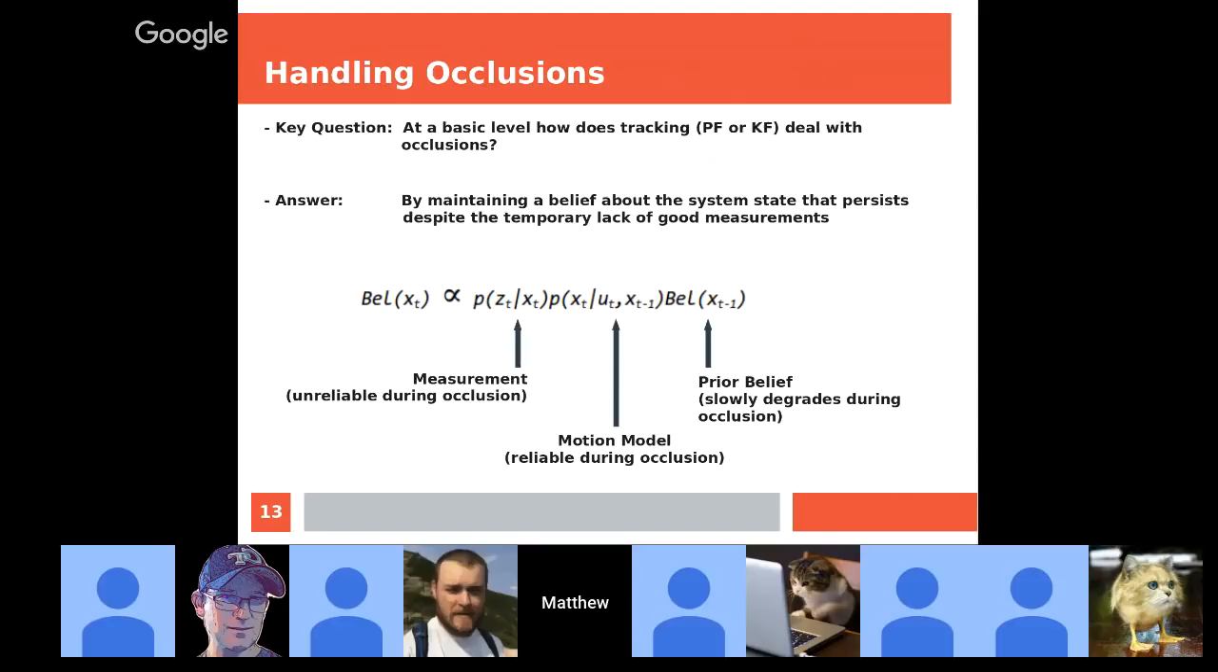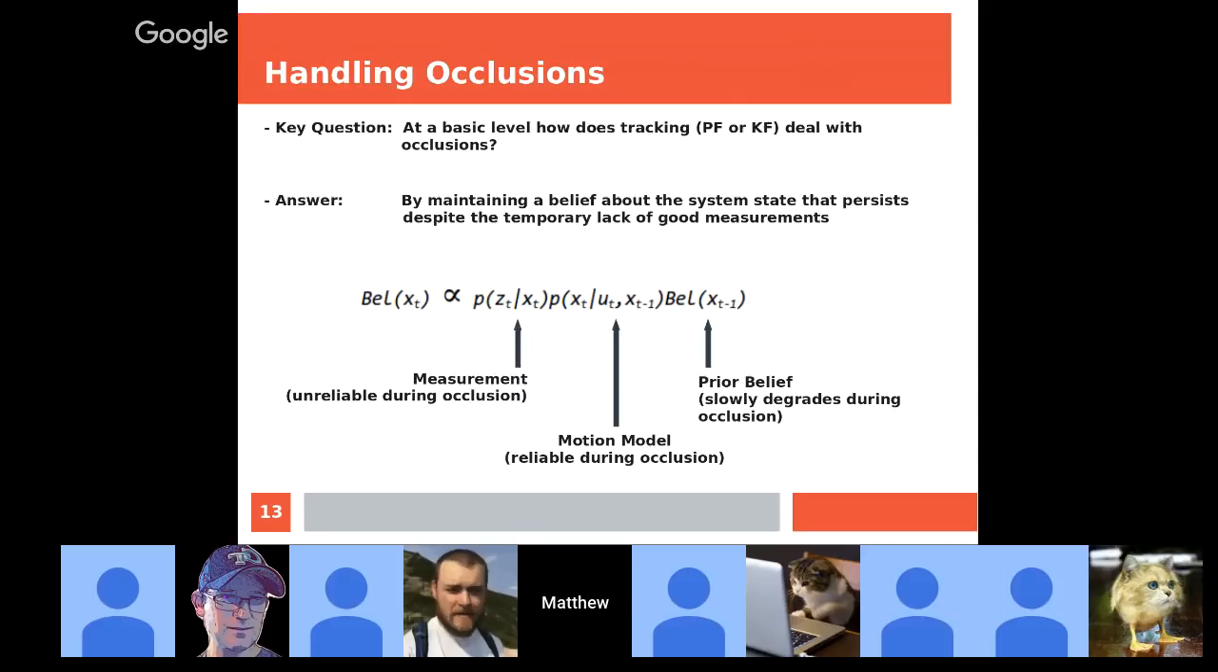And that's really the key to part 4 of this problem set, is that if you have a motion model which is going to be reliable during occlusion, there's nothing in the occlusion that breaks your motion model. If your motion model is very good and you have a solid prior belief before the occlusion occurs, that can see you through some amount of time getting these very unreliable measurements during the occlusion. And hopefully this makes some intuitive sense.